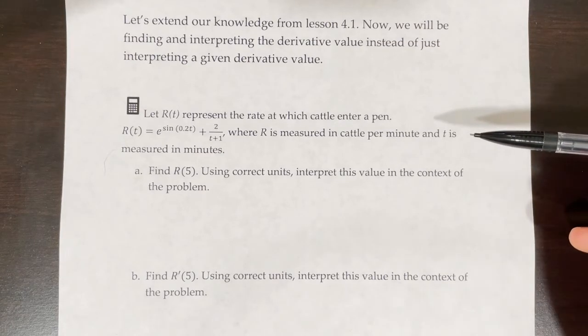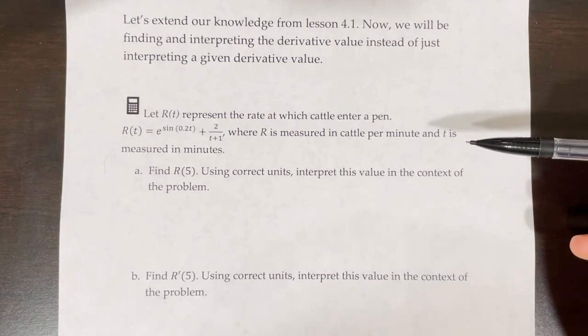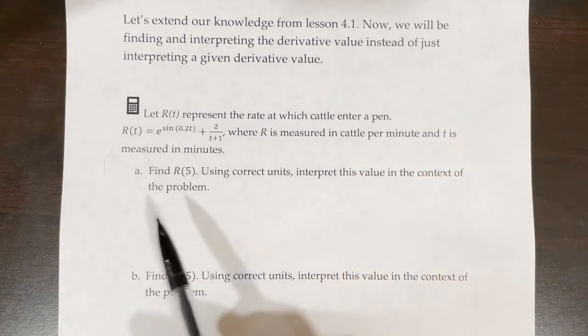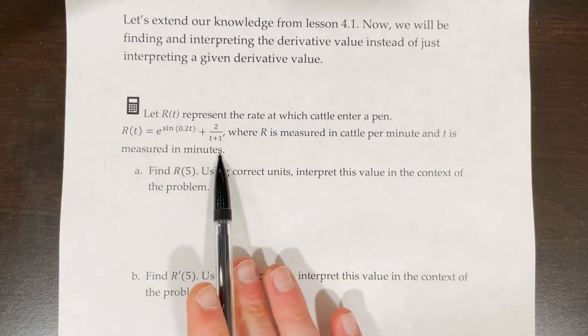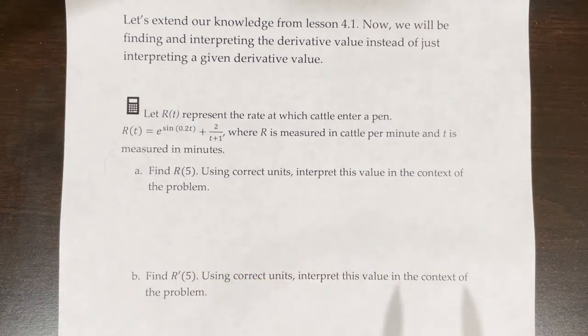This is a calculator free response question. Let R of t represent the rate at which cattle enter a pen. R of t is equal to e to the power of sine of 0.2t plus 2 over t plus 1, where R is measured in cattle per minute and t is measured in minutes.